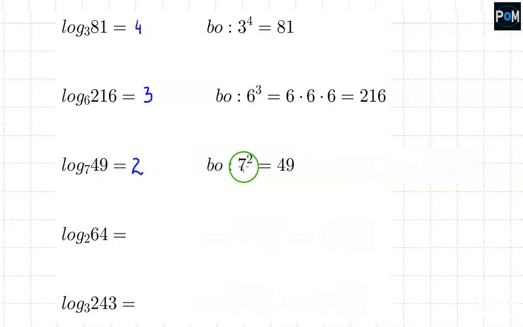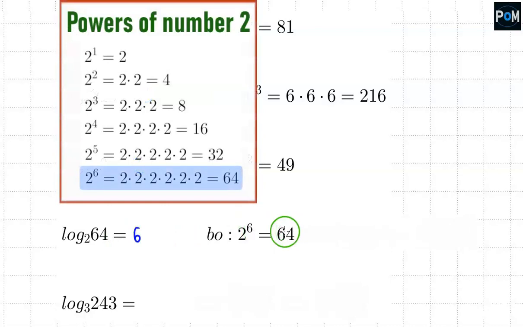Here's the explanation. 7 squared equals 49. Therefore, the result of this log is 2. The log base 2 of 64. Here you need to know the powers of the number 2, and you need to know 2 raised to what power gives us the result of 64. It turns out that 2 to the power of 6 gives the result of 64.